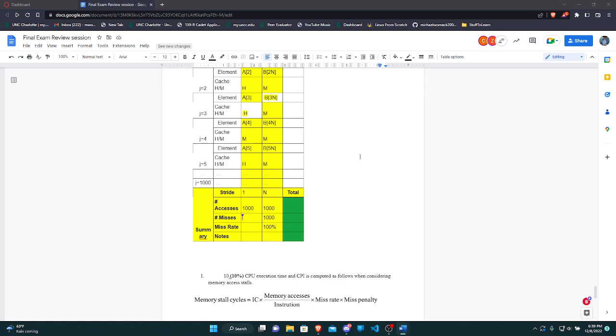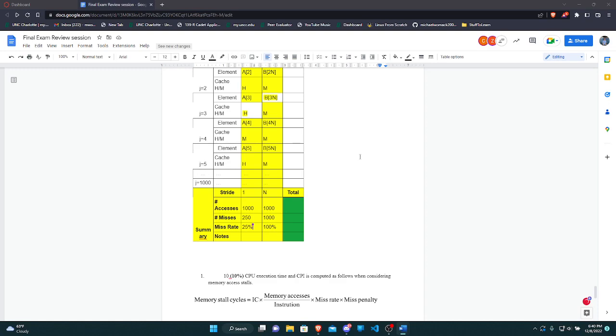And for A, A has the pattern where it's going to miss the first time, load in 4 integers to fill out the cache block, and then hit the 3 times. And it's just going to be that same pattern 1,000 times. That's easy because 1,000 is divisible by 4, so you can just look at a single group of 4. It misses once, hits 3 times. That's 1 out of 4. So it misses 250 out of 1,000 times for a miss rate of 25%.